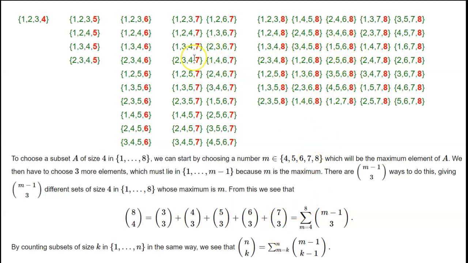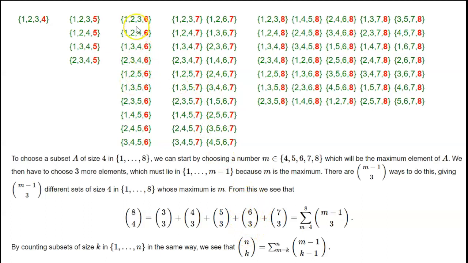Then in this group here, these are all the ones where the last element is 7. And then you've got 3 more elements, and they have to be in the range of 1 up to 6. You can't have the 7 or the 8, because you've got 7 already, and 7's supposed to be the largest element, so you can't have an 8. So you've got 3 elements taken from 1 up to 6. So the number of possibilities for that is going to be 6 choose 3. That corresponds to this term here.